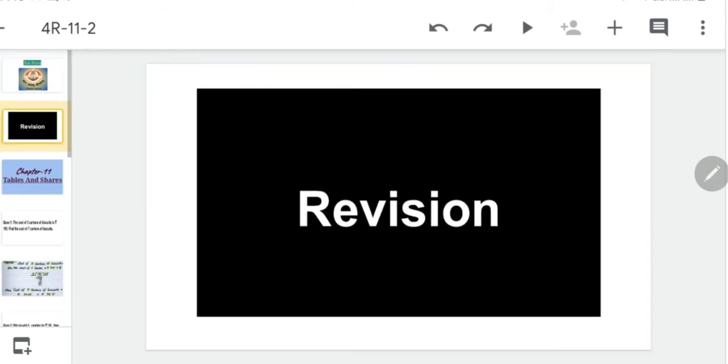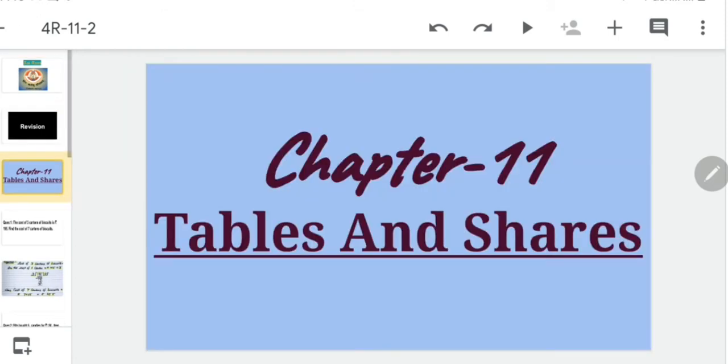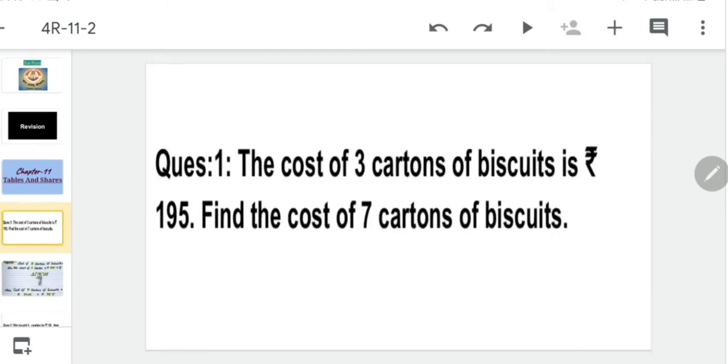So class, as we are doing revision for chapter number 11, that is tables and shares. Let's start from question number first for today: the cost of 3 cartons of biscuits is rupees 195. Means the cost of 3 cartons is 195 and we have to find the cost of 7 such cartons.